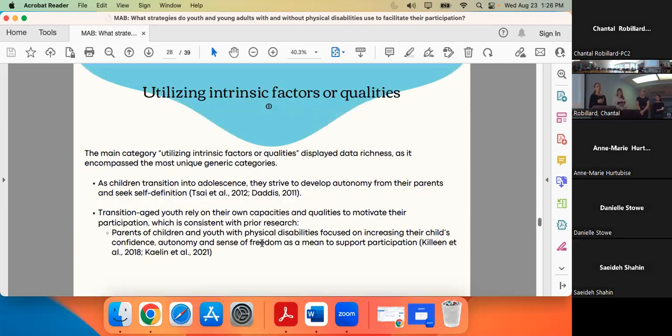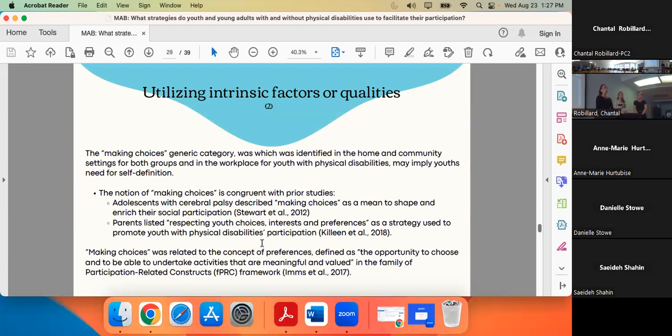In terms of utilizing intrinsic factors or qualities, we found that this main category displayed the most data richness, as it encompassed the most unique generic categories. And this is not surprising, considering that as children transition into adolescence, they strive to develop autonomy from their parents, and they seek self-definition. So transition age youth want to rely on their own capacities and qualities to motivate their participation. And this has also been found in previous research, where parents of children and youth with physical disabilities focused on increasing their child's confidence, autonomy, and sense of freedom as a means to support participation.